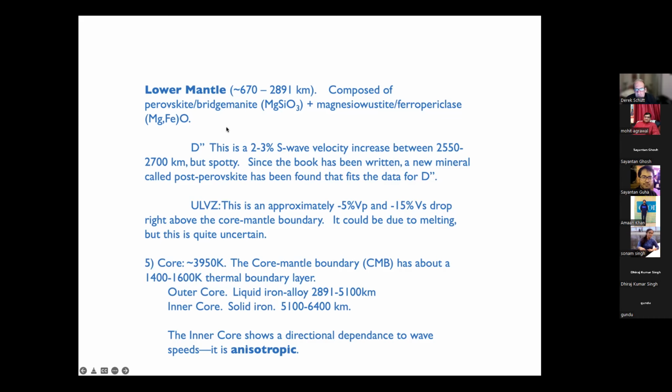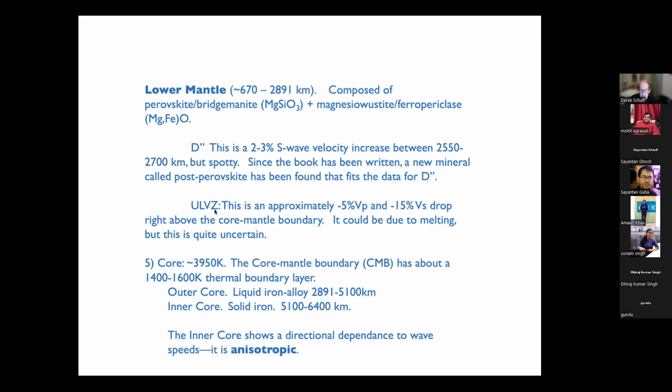Near 2,550 kilometers, there's a 2 to 3% S-wave velocity increase. And it seems to be perovskite turning to post-perovskite. So this is another polymorph. I don't know if there's a mineralogical name for post-perovskite other than post-perovskite. But that is thought to be the likely reason for D double prime. And this layer doesn't exist everywhere in the lowermost mantle.